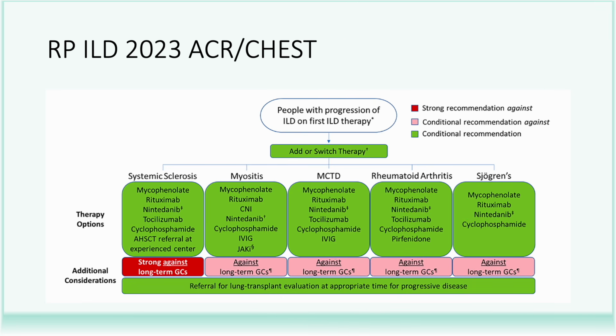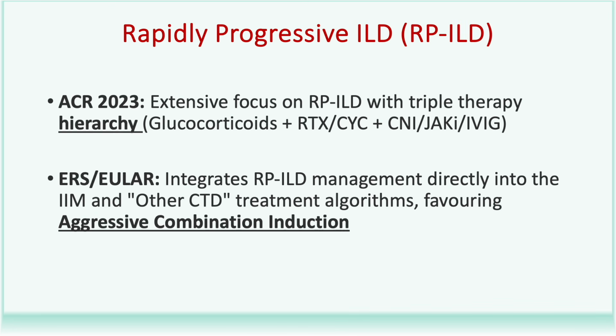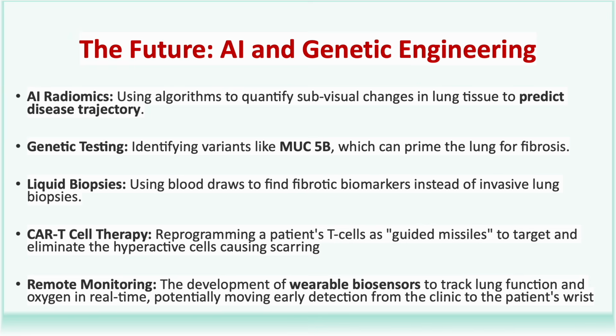What EULAR has done is it has integrated all of these values, and it has focused on moving up the hierarchy of management, but it has integrated the RP-ILD management directly into the IIM flowchart and other CTD flowcharts, favoring aggressive combination induction. So it's been included in the flowcharts, and a separate flowchart for this has not been provided in this guideline.